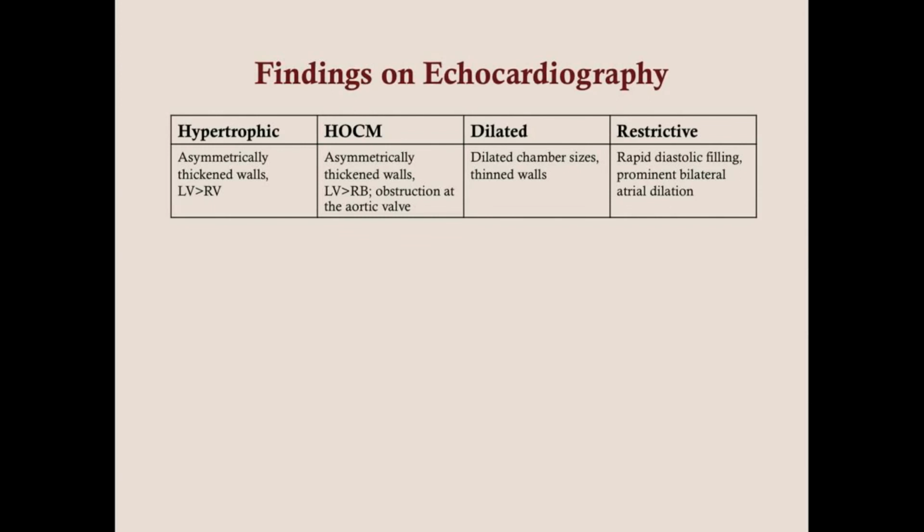Dilated cardiomyopathy, you'll see dilated chamber sizes and thinned walls. Restrictive cardiomyopathy, you'll see rapid diastolic filling, and you'll see prominent bilateral atrial dilation.